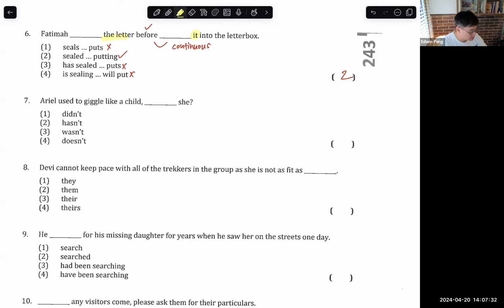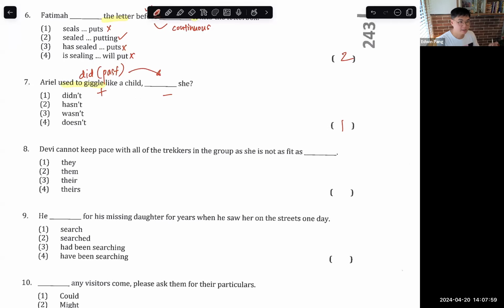This one is used to giggle. So this was an action, something that she did, and then used to tells me it's the past. Therefore, if I use a question tag, positive becomes negative. It's didn't she. She used to giggle like a child, didn't she? Used to giggle is an action. Used to tells me it's in the past. And therefore, if it's a question tag, positive becomes negative.